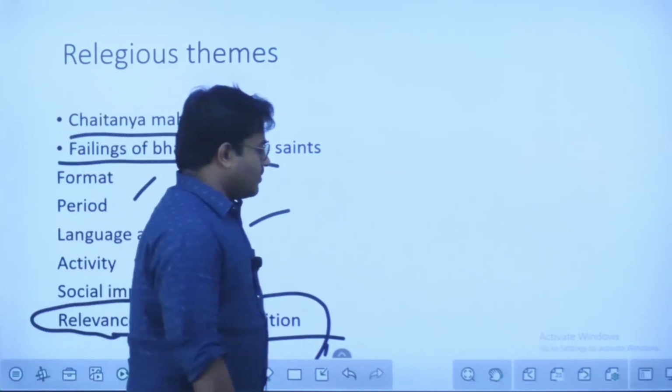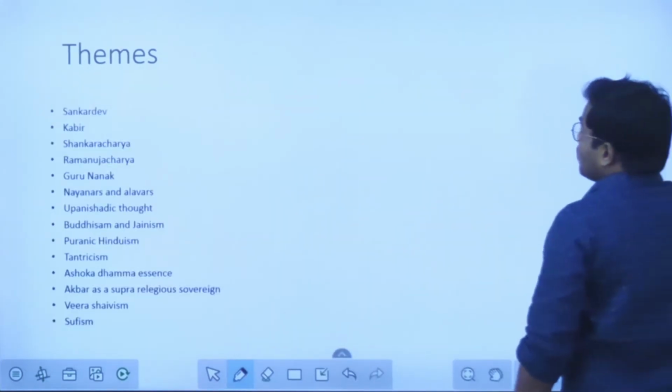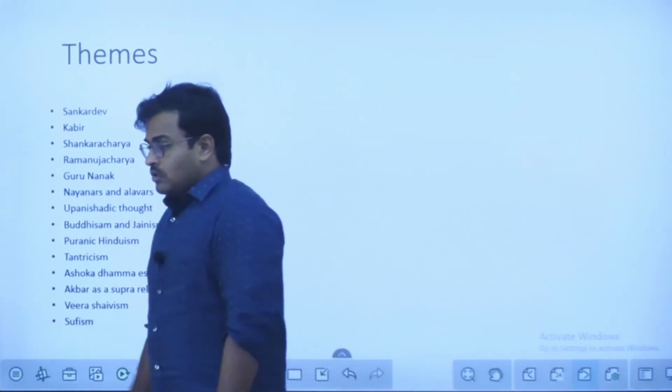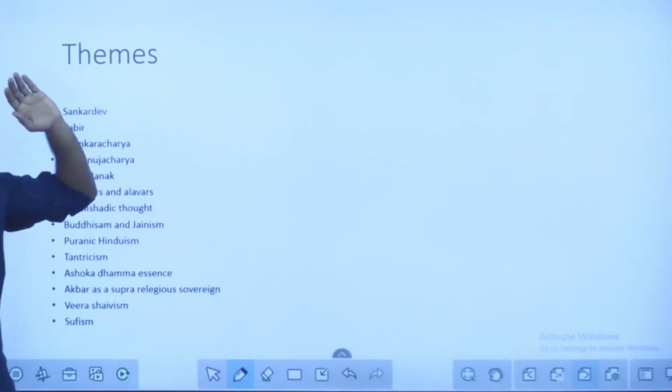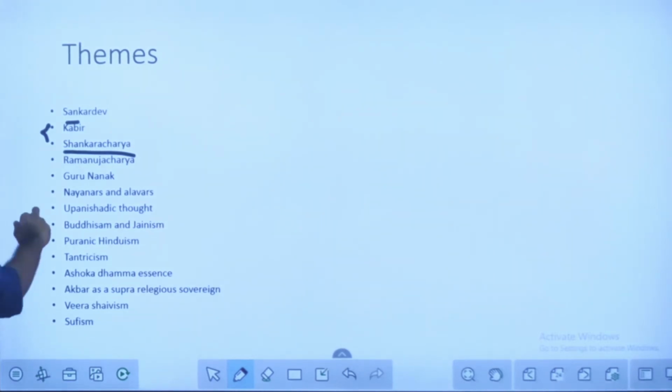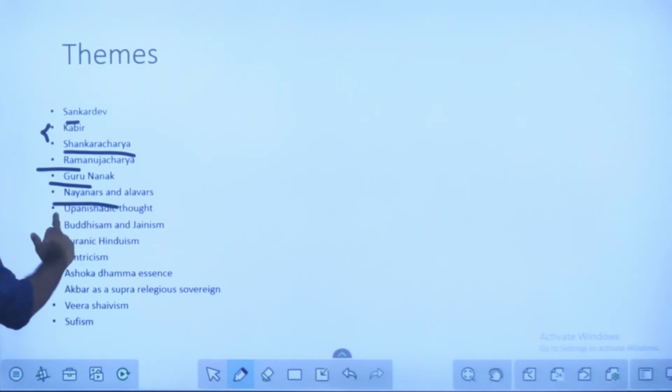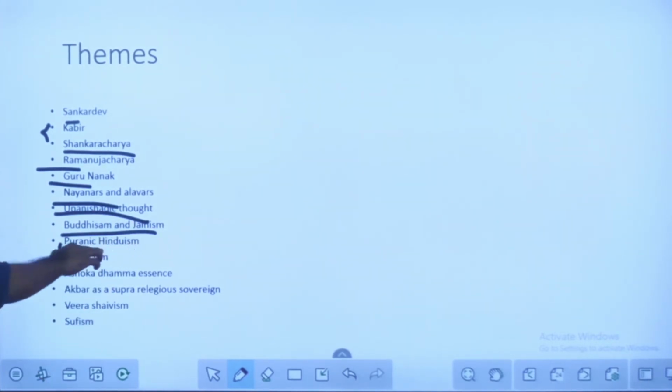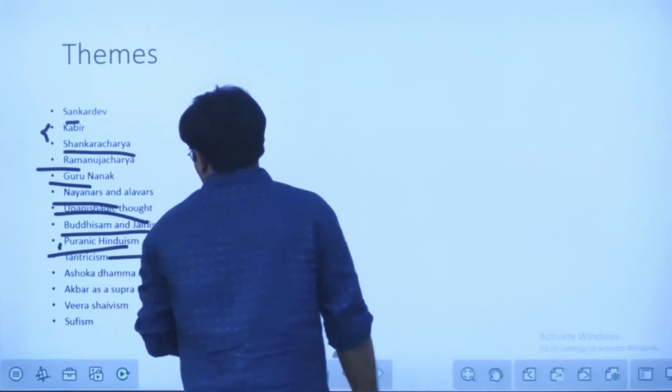Here in these religious themes, there are many good questions which are possible. Shankardeva is important there only. Already I have talked about Shankardeva's importance in dance and music. Kabir, there is a good possibility. Then Shankaracharya. I have given one handout on all these Bhakti and Sufi saints. The handout contains exhaustive information. You can directly pick the points from there and write an answer. Kabir, Shankaracharya, Ramanujacharya, Guru Nanak, Nayanars and Alvars, Upanishadic thought and its influence, Buddhism and Jainism and their social impact are very important. Then Puranic Hinduism, how it is different from the Vedic religion, can also be a question. Then Tantricism can also be asked as a question.